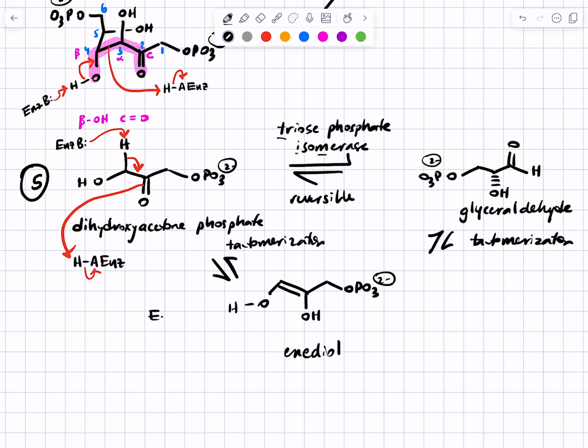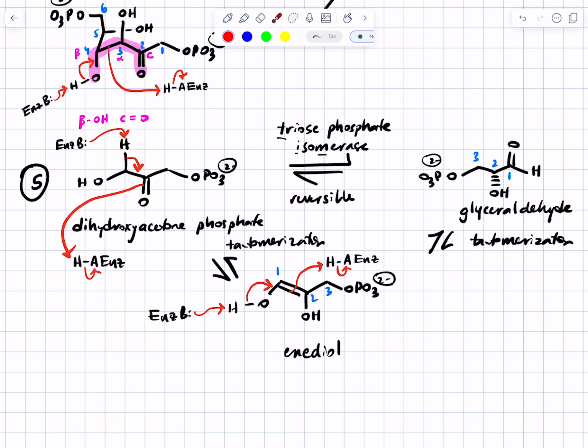And that's going to involve a basic group in the enzyme active site removing this proton, electrons kick down to form an aldehyde, and then we're going to protonate on the alpha carbon, that is C2. And notice that we're setting the stereochemistry at C2 in this step. The enzyme is going to protonate that enediol from a preferred face to give you the correct stereochemistry at C2.